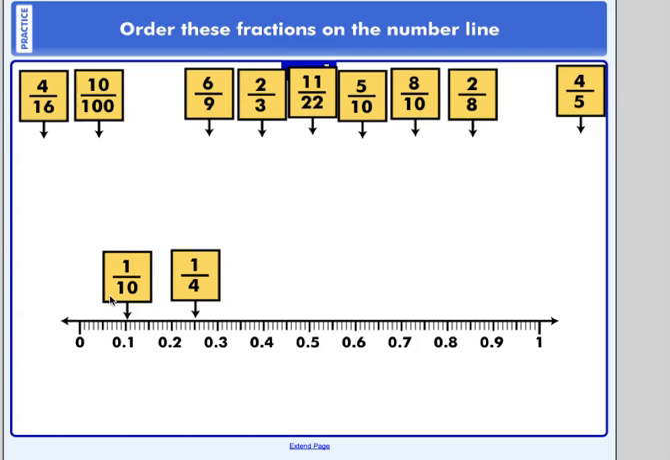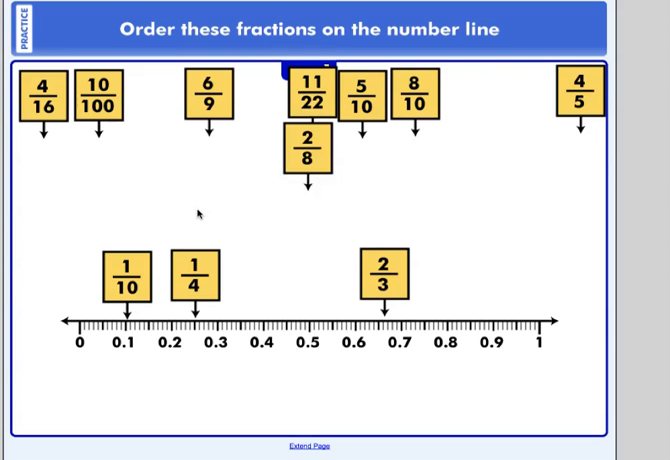Okay, now I'm just going to go to numerators of 2, I guess. I'll just take it that way. 2/3 I know is equivalent to 66 2/3 percent. So I'm going to have to estimate a little bit where this would end up. I'm not going to be able to find an exact point. 2/8 I know is the same as 1/4, so that one I'm going to put right above here.